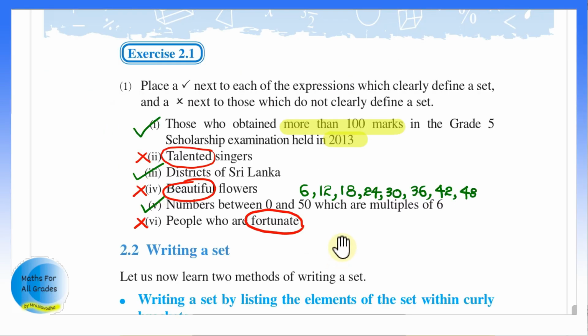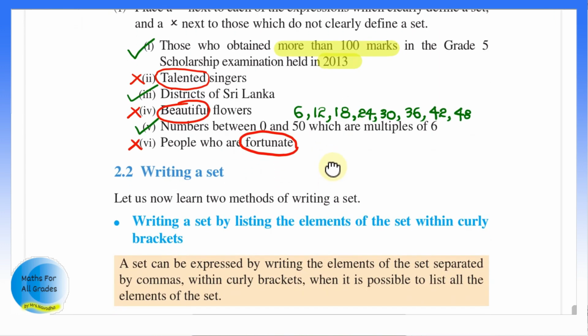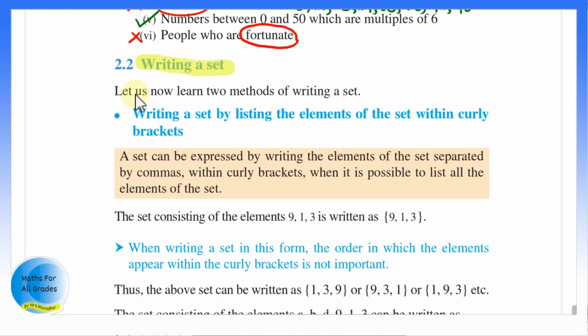Okay, now let's get back to the textbook. We discussed exercise 2.1. Now let's move on to the next topic, writing a set. Here they have mentioned 2 methods to write a set. First one is writing a set by listing the elements of the set within curly brackets. So this is the listing method. A set can be expressed by writing the elements of the set separated by commas within curly brackets when it is possible to list all the elements of the set. So we know when you're writing a set in the listing method, we write all the elements if it's possible within curly brackets and separated by commas.